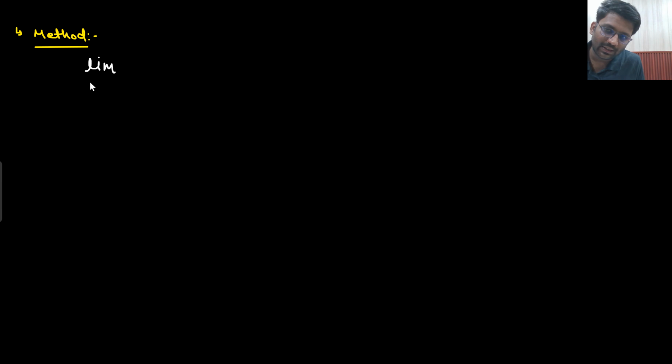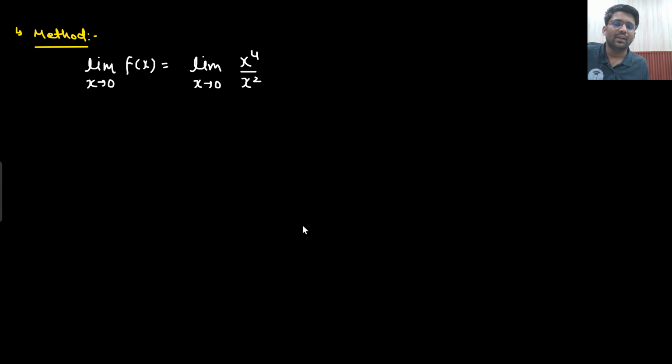You are supposed to find out the limit x tending to 0 of f of x. Now what is f of x? Limit x tending to 0, f of x is nothing but x to the power 4 by x square. Now what you do? You directly put 0 here. Sir, the meaning of limit is finding the value near to 0. Sir, why are you putting directly 0 here? Do it. If you put directly 0 here, what will you get? 0 to the power 4 divided by 0 square, that is nothing but 0 by 0.